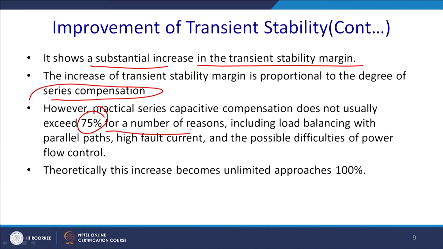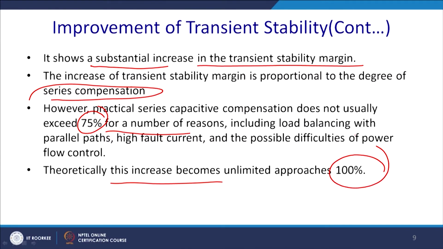including the load balancing with the parallel paths and the high fault current and possible difficulties to the power flow control. These are the limitation imposed by the power system people. So, we generally restricted our series control with the capacitive series control to the 75%. And of course, it is possible theoretically this increase become unlimited and approaches to the 100%.